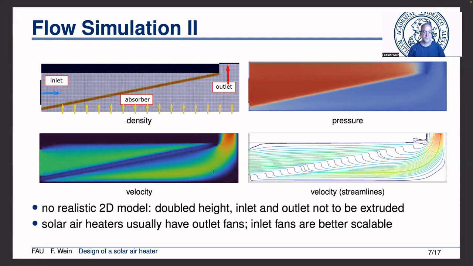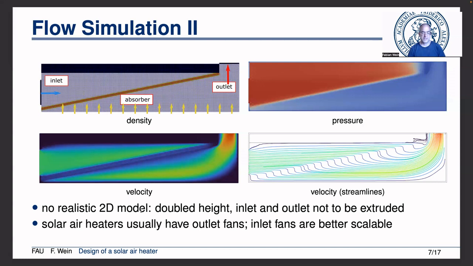afterwards. The velocity is 0 or close to 0 at the boundary of our domain, and also very small when it's enforced to pass through the absorber. This model is not really realistic, so I doubled the height. Common would be 2 meters by maybe 20 centimeters. Here we have 2 meters by 40 centimeters, just to see more what is going on. And also the dimension of inlet and outlet cannot be extruded directly to 3D. When it's only circular in 3D, in 2D it would have to be smaller.